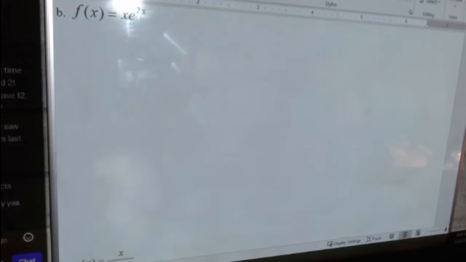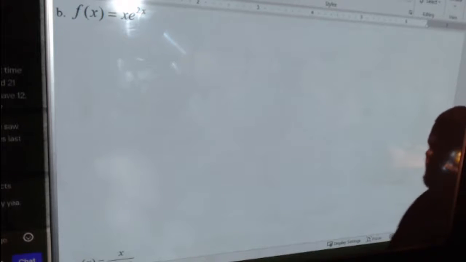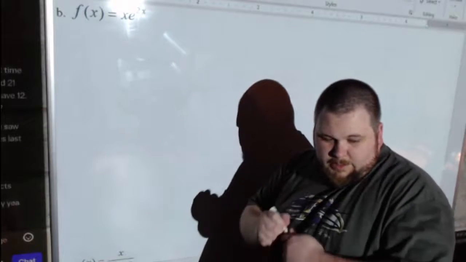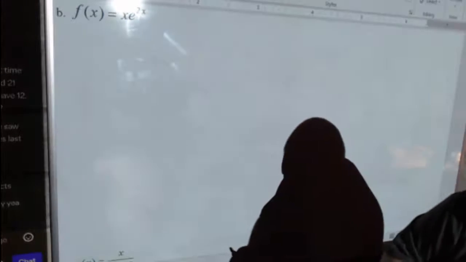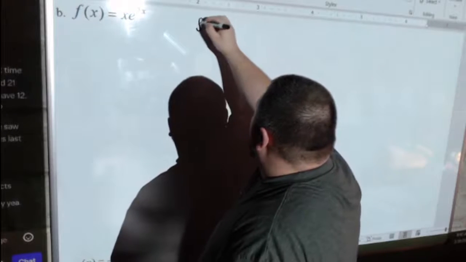Alright, so we're trying to do the second derivative test. So I've got to take the first and second derivative of this function. So x e to the 2x, so f prime.